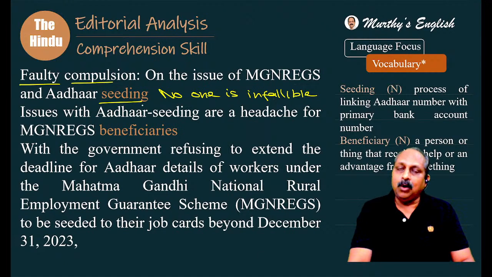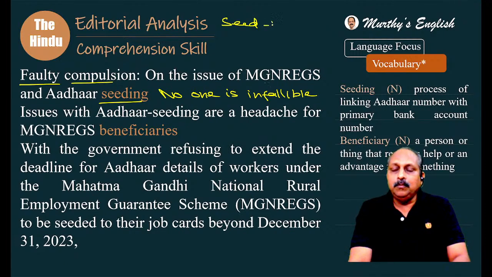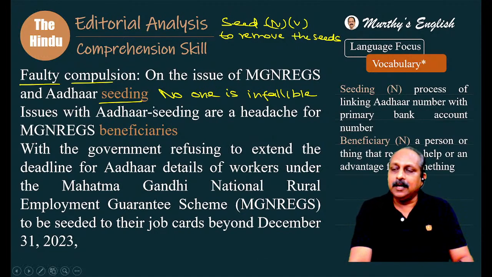And seeding means what in this context? Process of linking Aadhaar number with primary bank account number. You link these two through a process, and that process is called seeding. But here I would like to tell something very useful and important. Seed is a noun, we all know that. Seed can also be a verb. As a verb, it has a positive meaning, it has a negative meaning. Negative meaning: to remove the seeds. Then we say something has been seeded. What does it mean? The seeds have been removed.